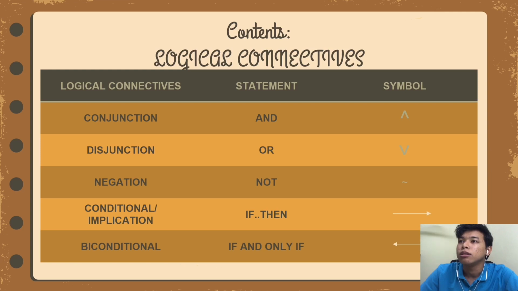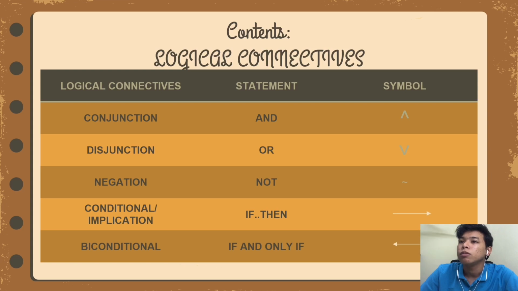Second, disjunction. The statement of disjunction is "or". The symbol looks like union. Third, negation. The statement of negation is "not" and the symbol is negate. Next, conditional. The statement is "if then" and the symbol is a single arrow. Conditional starts from assumption or hypothesis and results in a conclusion.